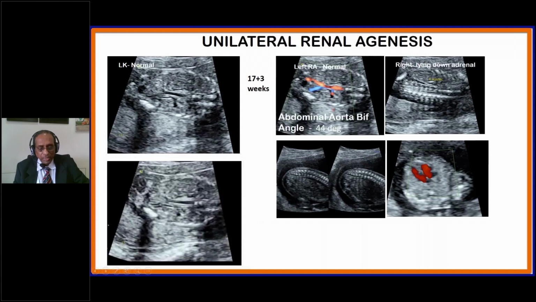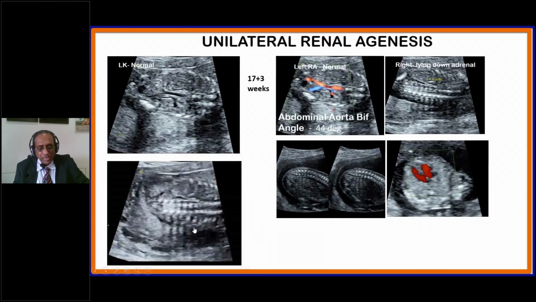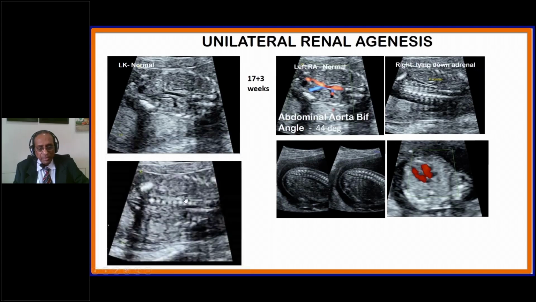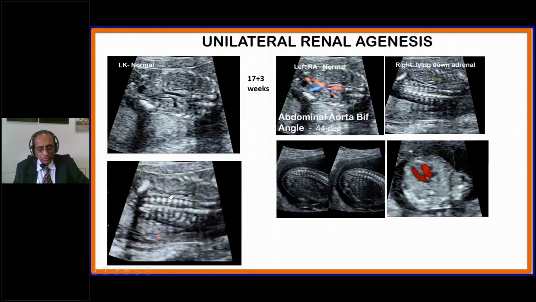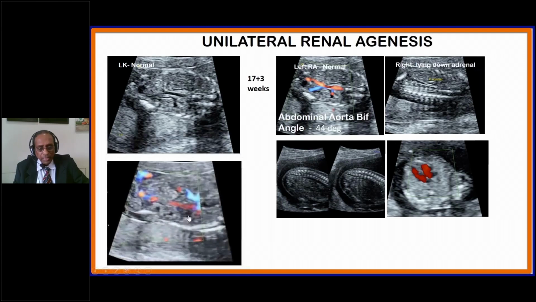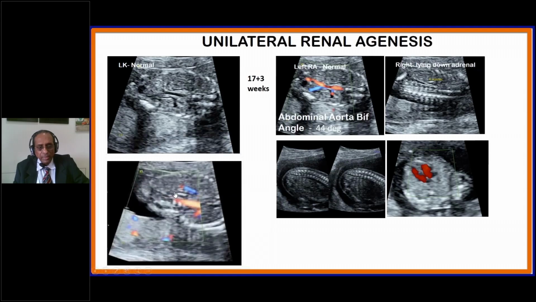Unilateral renal agenesis, on the other hand, usually has a bladder present. It can be seen on coronal sections where one renal fossa shows the kidney, the other renal fossa shows the absence of the kidney and the lying down adrenal. And using color Doppler, we'll be able to identify one renal artery, the other renal artery being not present.